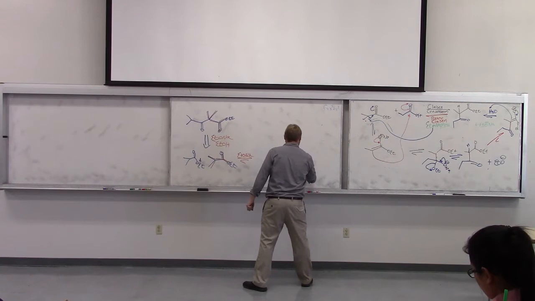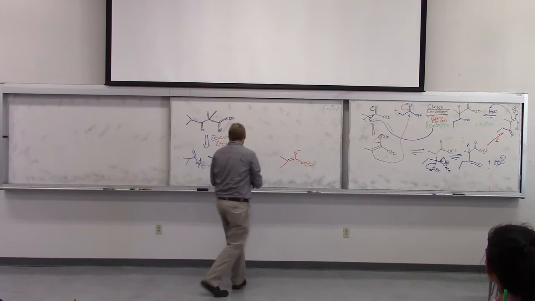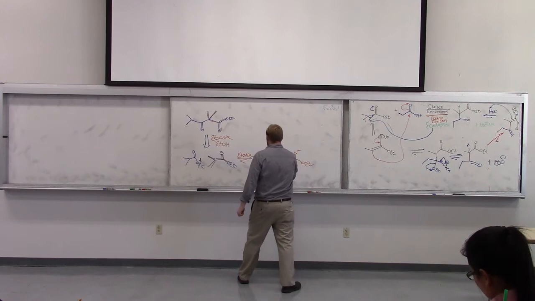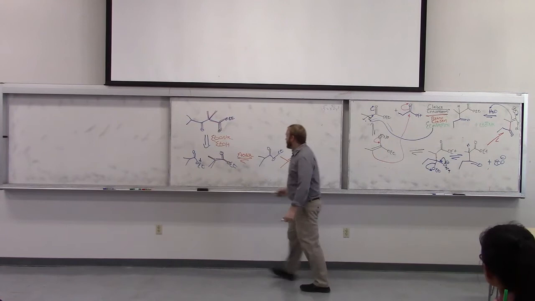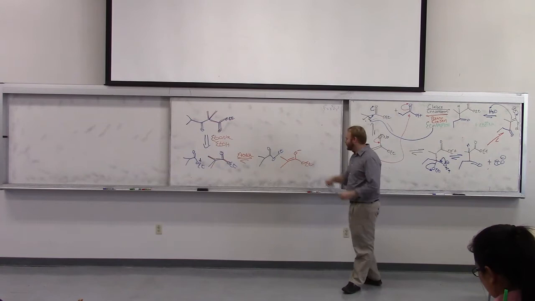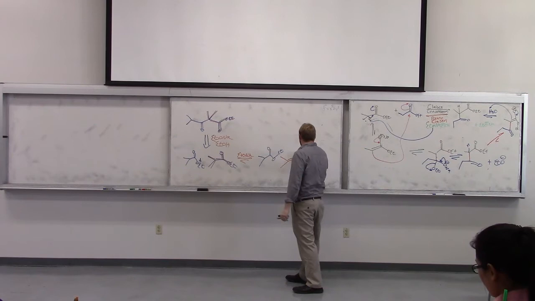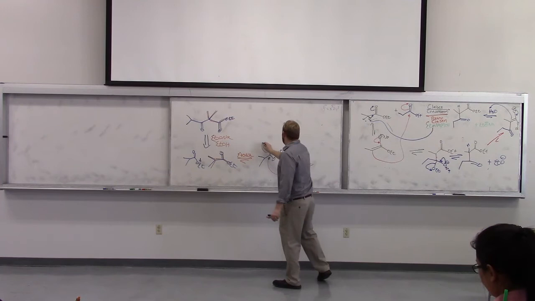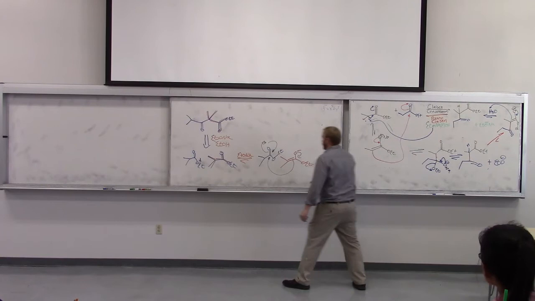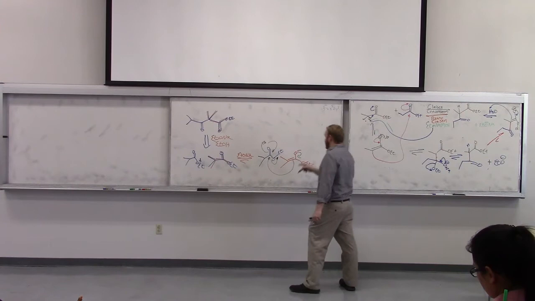So orange, orange. If you were to take these two, we would form the enolate of one of them, doesn't matter which one. And then the enolate would go and attack the other carbonyl, give us a tetrahedral intermediate, which would quickly collapse, kicking off the ethyl to give us this.